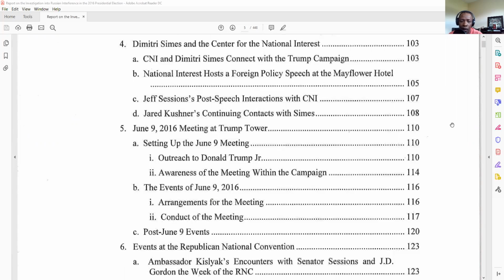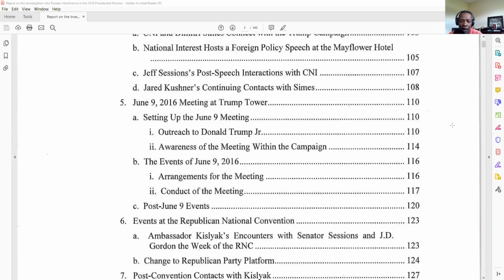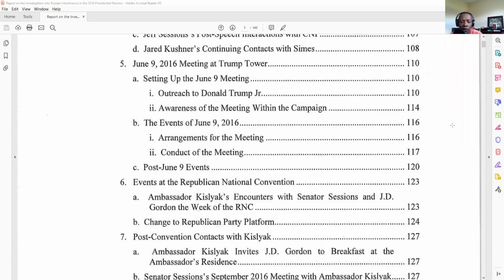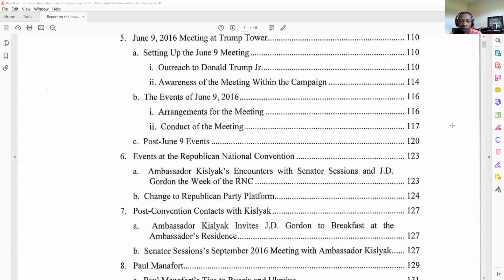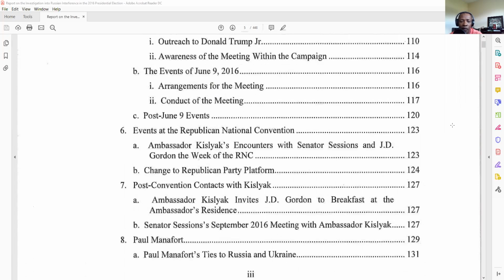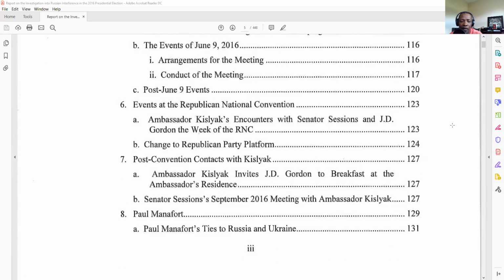the National Interest hosts a foreign policy speech at the Mayflower Hotel, Jeff Sessions' post-speech interaction with CNI. Jared Kushner's continuing contact with Simes. June 9, 2016 meeting at Trump Tower, setting up the June 9 meeting. Outreach to Trump Jr., awareness of the meeting within the campaign. The events of June 9, 2016: arrangement of the meeting, conduct of the meeting, post-June 9 events.